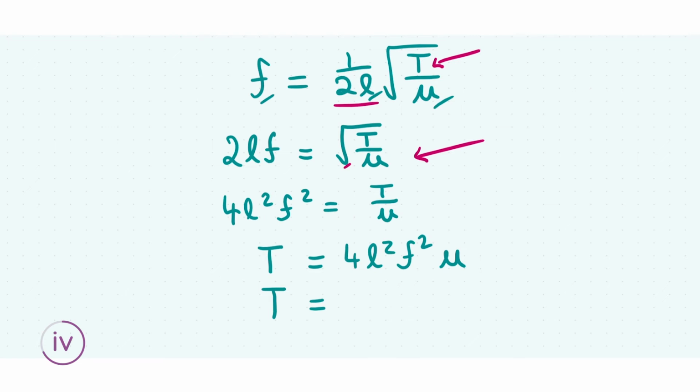Now to get rid of this square root, which encompasses the t, we're going to square both sides just to get rid of it, and this will lead you to line 4. And again, we just want t on its own, so we want to stop dividing it by mu, or the mass per unit length, so let's multiply both sides by mu, and we're going to get this final line here, that t is equal to 4 l squared f squared times mu.